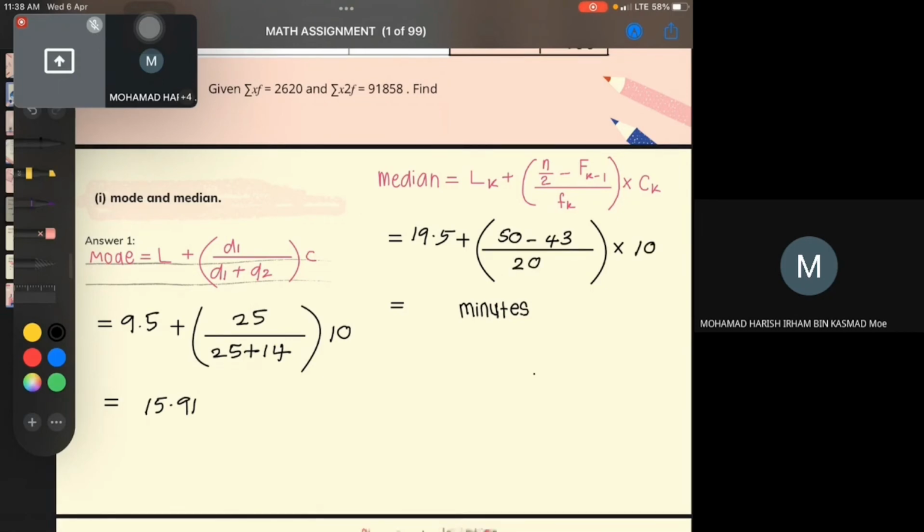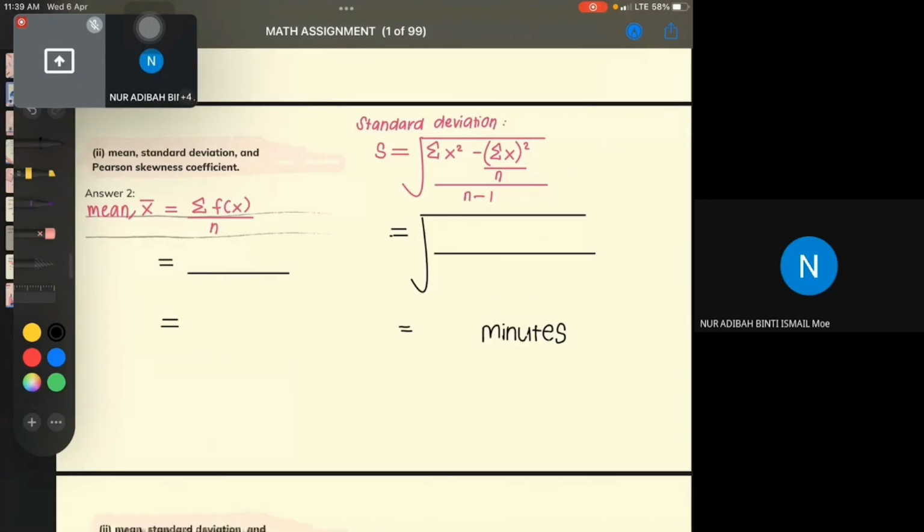After that, we will just substitute the values in the formula of the median as mentioned before. Next, the question asks us to find the mean, standard deviation, and Pearson's skewness coefficient. To find the mean, we use the formula sum fx divided by the total frequency, which is 2620 divided by 100, and the answer is 26.2 minutes.